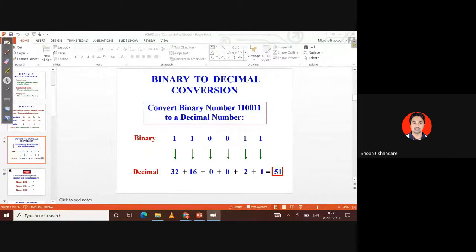Okay, so what have you written? You have written now number system conversion. We will go one by one. The first one is binary to decimal conversion. Write down: binary to decimal conversion.